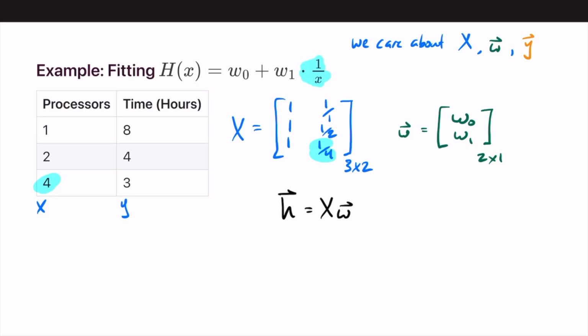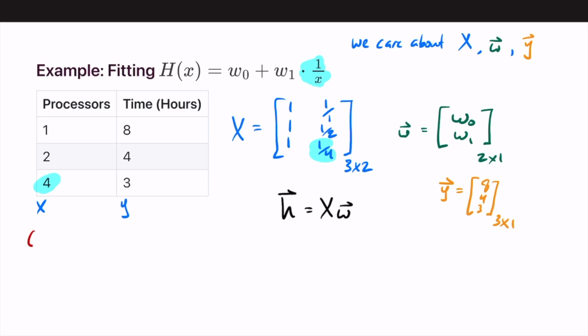Okay, so that gives us our design matrix, and we have our parameter vector, and we already know what our y vector is. That's just going to be 8, 4, 3 because we already have y. And this is a 3 by 1. Okay, so the whole point here is to find out what is the W naught and W sub 1. And that's going to allow us to determine what this hypothesis function is. So let's write that down because that's super important.